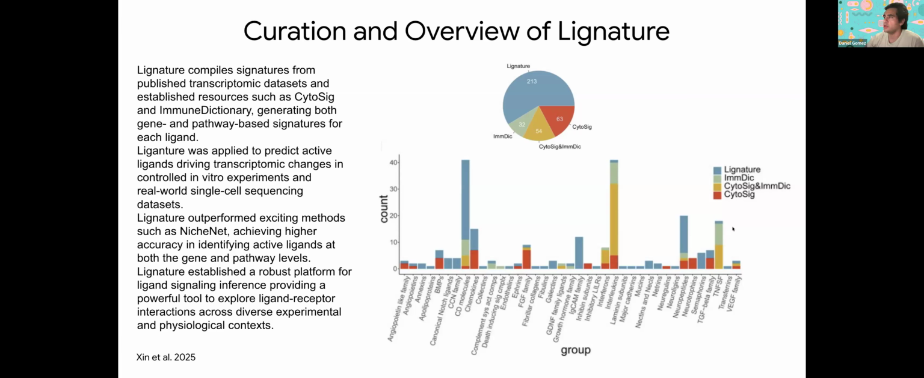The blue indicates Lignature, as well as the CD molecules, which have mostly Lignature. So all the CDs are from that database. And then we also see interleukins, which are the ILs like IL-6, IL-1, IL-2, all the interleukins, which are mostly in CytoSig and Immune Dictionary. There are also neuropeptides, mostly Lignature, and TNFSF, which is tumor necrosis factor superfamily, which has both CytoSig and Immune Dictionary.